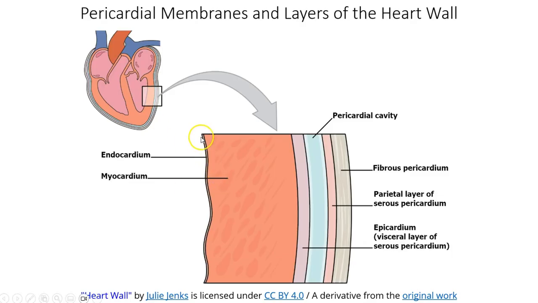But the very innermost layer of the heart, this little layer right here, is the endocardium, and then outside of that is the myocardium. Again, myo refers to muscle, and cardium refers to something with the heart, so this is heart muscle right here. Again, very thick layers in the ventricles. And then we have the epicardium, and another name for the epicardium is the visceral layer of the pericardium, or visceral layer of the serous pericardium.